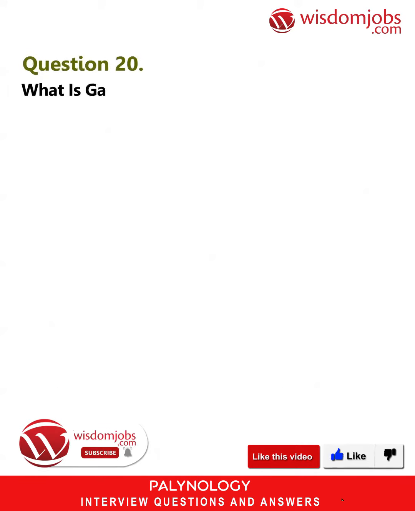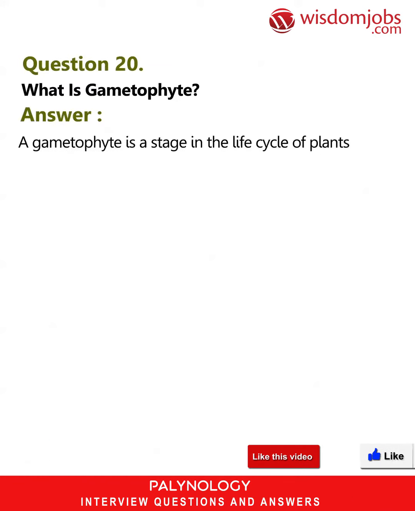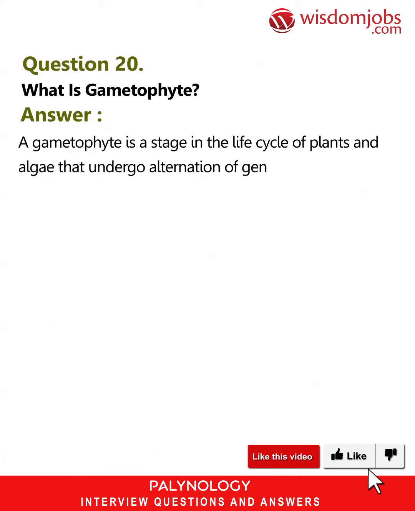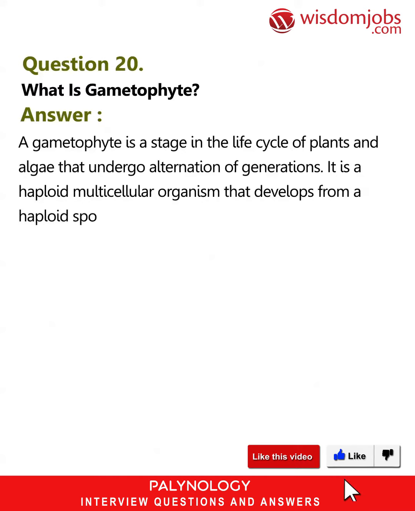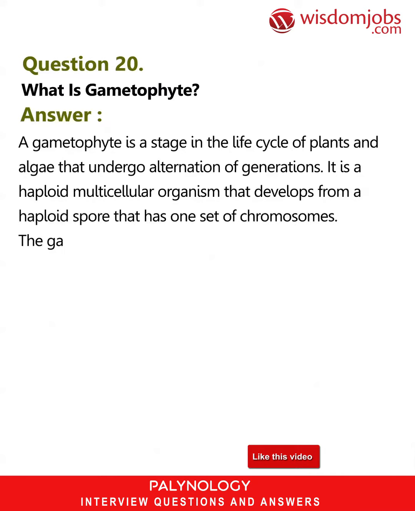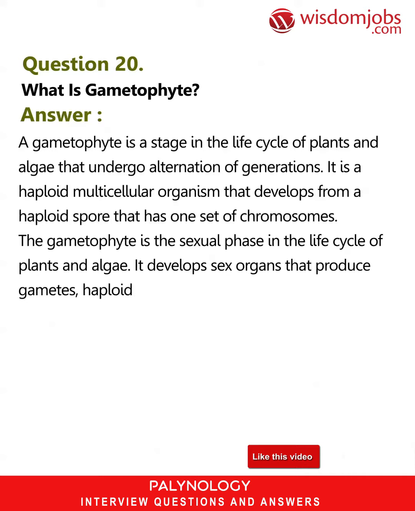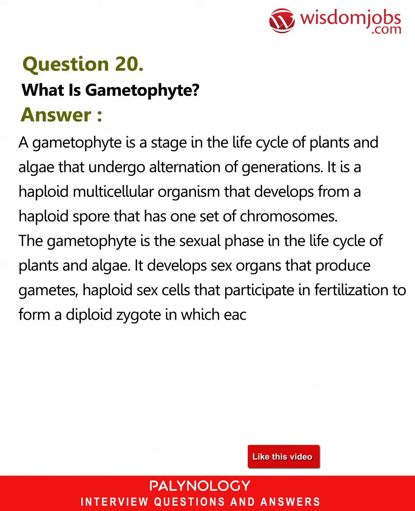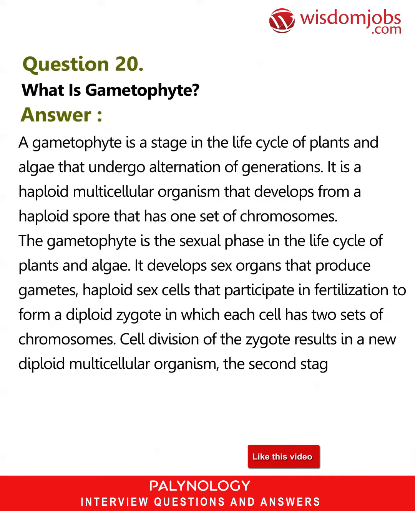Question 20. What is gametophyte? Answer. A gametophyte is a stage in the life cycle of plants and algae that undergo alternation of generations. It is a haploid multicellular organism that develops from a haploid spore that has one set of chromosomes. The gametophyte is the sexual phase in the life cycle of plants and algae. It develops sex organs that produce gametes, haploid sex cells that participate in fertilization to form a diploid zygote in which each cell has 2 sets of chromosomes. Cell division of the zygote results in a new diploid multicellular organism, the second stage in the life cycle.